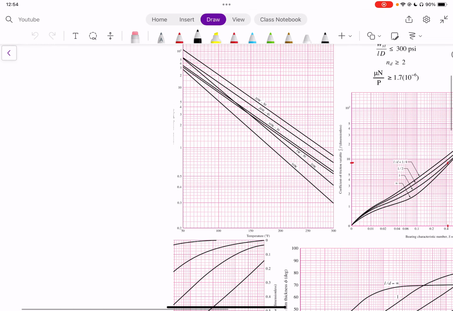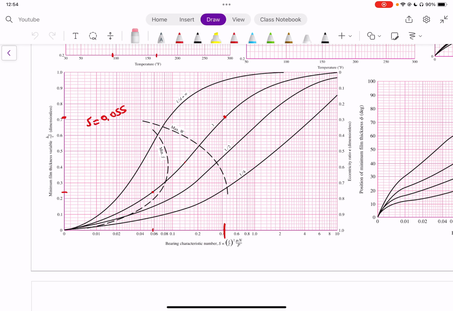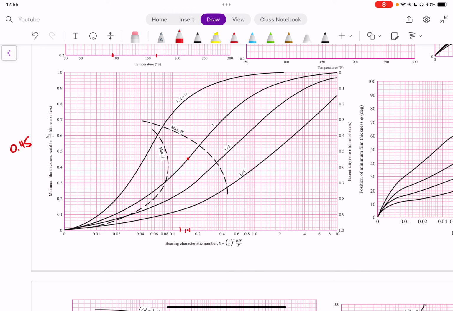So for H0 over C, it's here on the bottom left of the first page. So we're going to go ahead. I'm going to erase some of the previous annotations just so that we don't get confused. Okay, so first things first, we have L over D of 1. We have a bearing characteristic number, or our Sommerfeld number, of 0.156. So our value of 0.156 is between 0.12 and 0.16, so it's going to be somewhere in the middle here. And we're going to go up and find what our value for our H0 over C is going to be. So that's going to be 0.45 based on that.